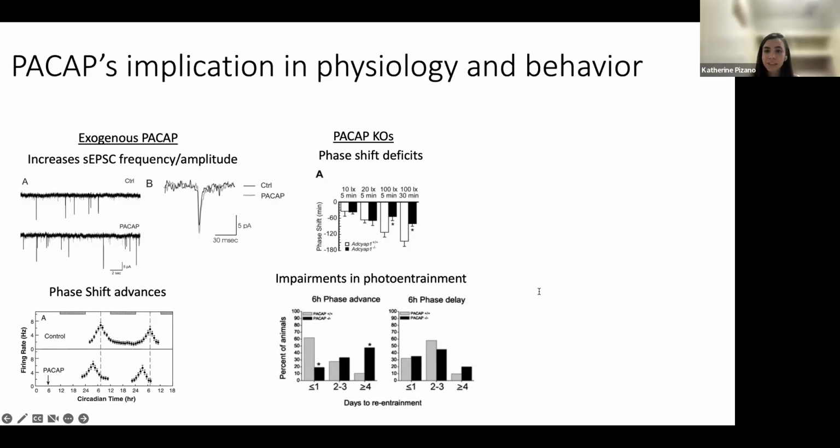It's also worth mentioning that while these PACAP knockout studies have discrepancies in photoentrainment, if these animals are left under constant darkness, they show no difference to their wild-type counterparts when it comes to things like locomotion and periodicity, which suggests that their internal clock is functioning properly, or at least is being compensated for. So the problem really seems to be with the integration of external light cues.